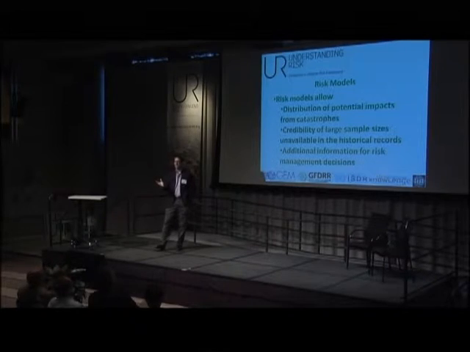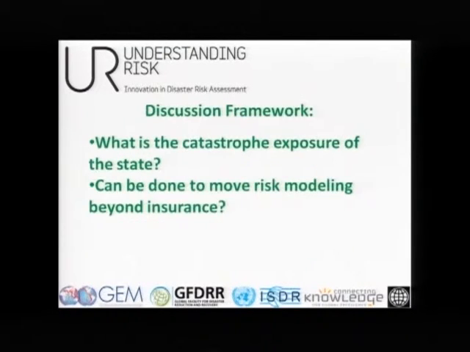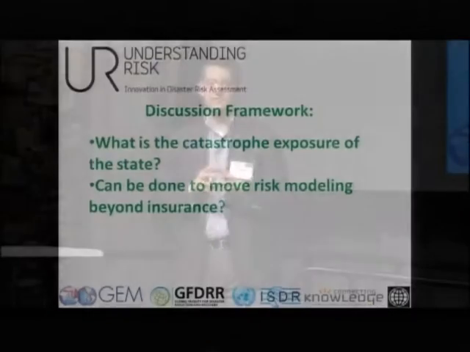Namely, how do we take the outputs that they generate, such as distribution of potential impacts from catastrophes, how do we use the credibility they empower users with large sample sizes, and how can the state leverage them to both identify its catastrophe exposure and, once identified, use those tools for risk transfer. So really moving beyond insurance, when we talk about the state's catastrophe exposure, what we're talking about is economic and social. Economic, obviously, infrastructure, lost revenue, cost to repair and replace damaged assets; social, death, disruption, societal risk.